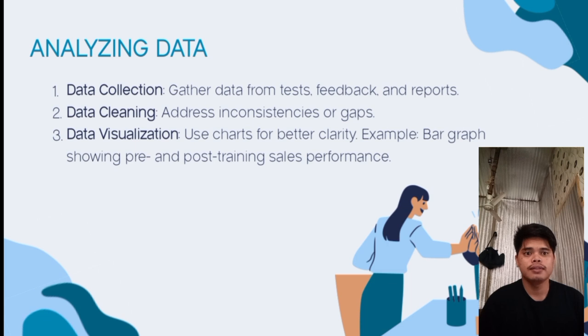Analyzing data. Analyzing data involves examining, cleaning, transforming, and modeling data to discover useful information, draw conclusions, and support decision making. So first, data collection. Gather the relevant data needed for the analysis. This could include surveys, interviews, observations, and existing records.